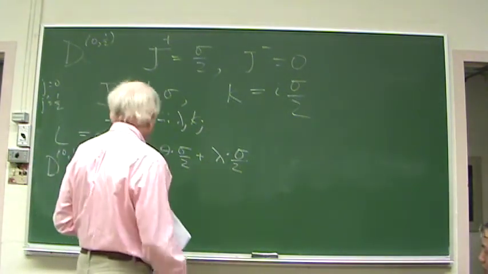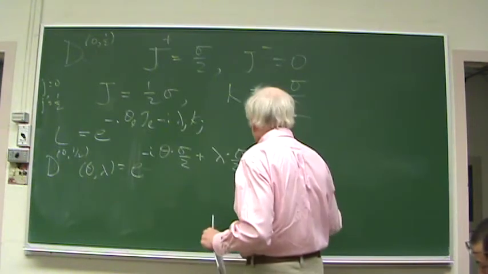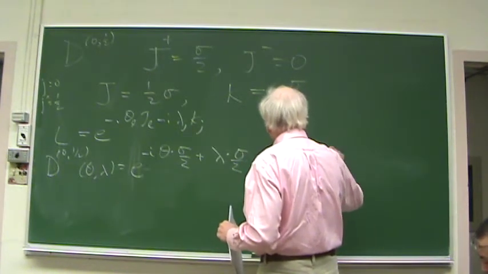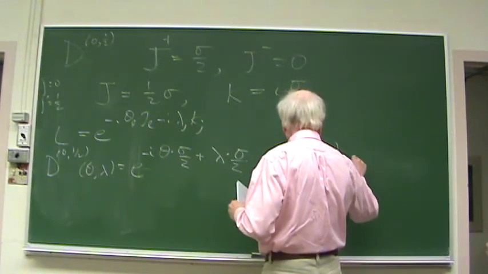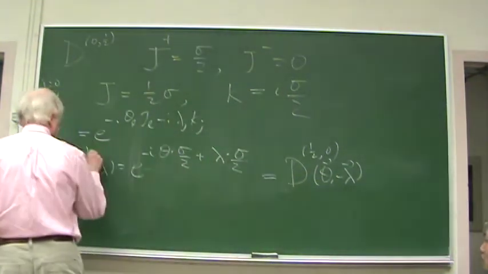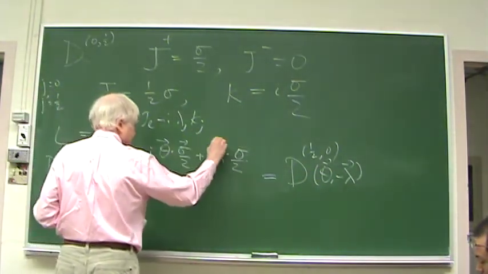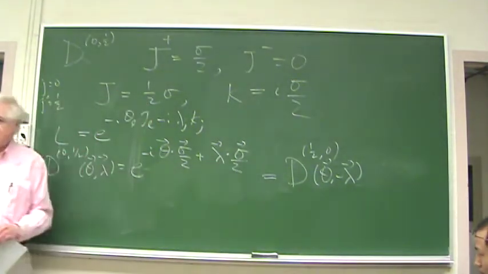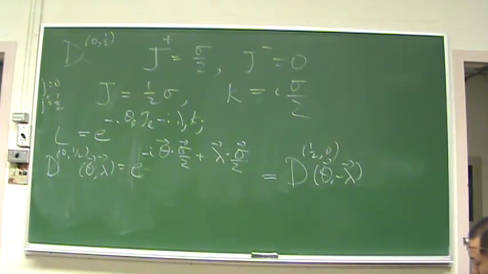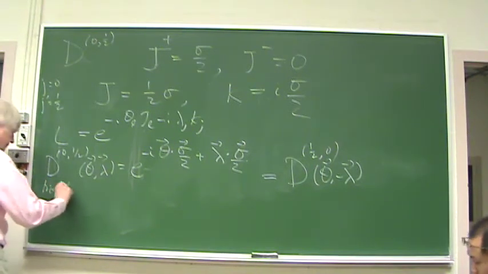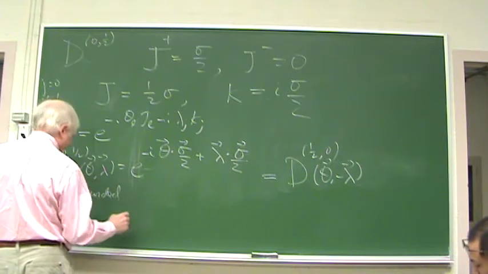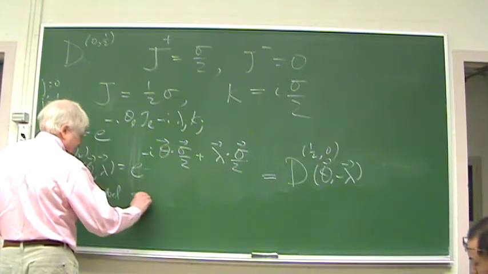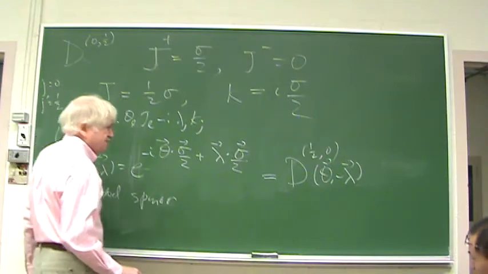And it'll turn out that this is D 1/2 0 of theta and minus lambda. So theta and lambda are three vectors here. Sigma is a three vector of matrices. Okay. So these are the two standard ways. This is the right-handed spinors. And this is the left-handed.